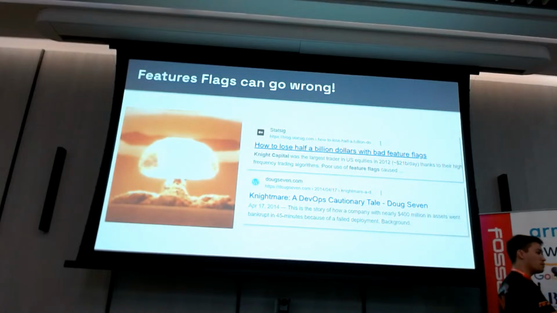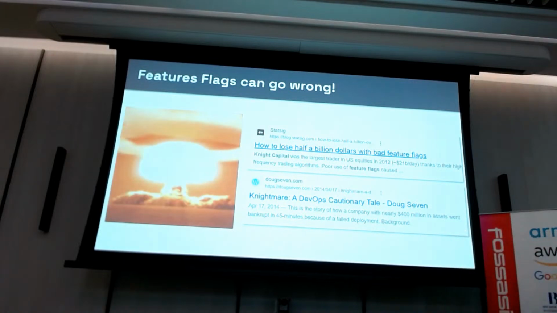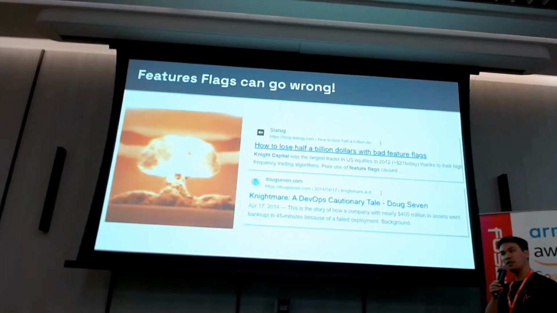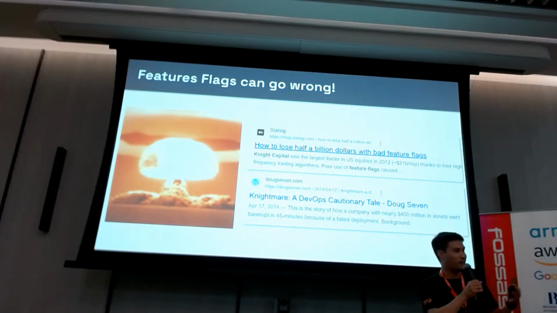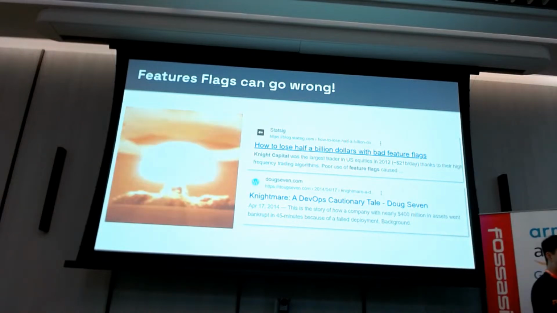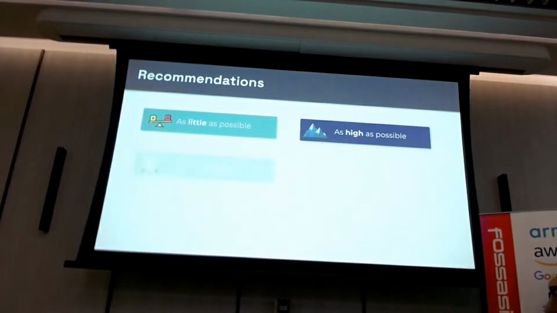In 2 days, the company was bankrupt. They didn't have any cash flow. They just had to close their business completely. So yes, feature flags can go wrong. And I will be happy to share with you some recommendations if you want to go this way.